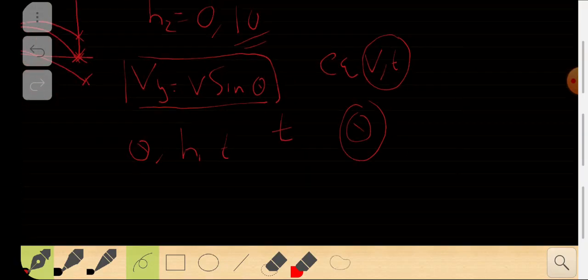This is a problem that depicts all aspects of two-dimensional motion and two-dimensional motion examples.